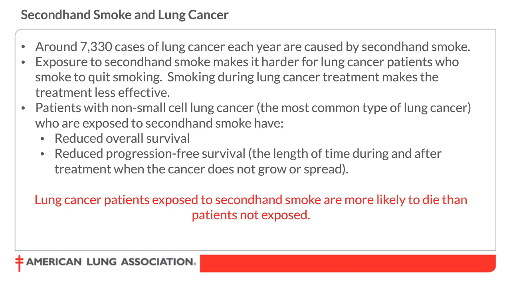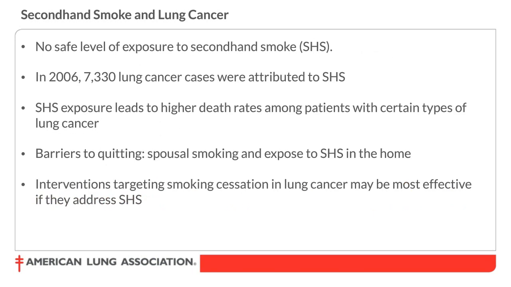Patients with non-small cell lung cancer, the most common type of lung cancer, who are exposed to secondhand smoke have reduced overall survival and reduced progression-free survival, the length of time during and after treatment when the cancer does not grow or spread. Lung cancer patients exposed to secondhand smoke are more likely to die than patients who are not. There is no safe level of exposure to secondhand smoke.